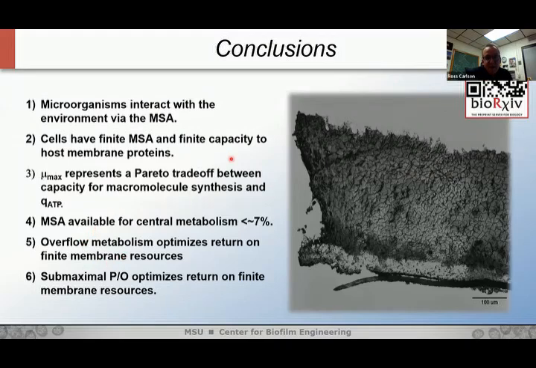Overflow metabolism can be predicted with this analysis, and this overflow metabolism represents a point in the phenotype where the membrane surface area becomes critically limiting. The cells shift more of their resources to glucose transporters, less to the electron transport chain. And this analysis also suggests that the submaximal PO numbers that are often seen in E. coli cultures are an optimal strategy where the cell is maximizing a finite resource, in this case, membrane surface area, at the expense of energy conservation.